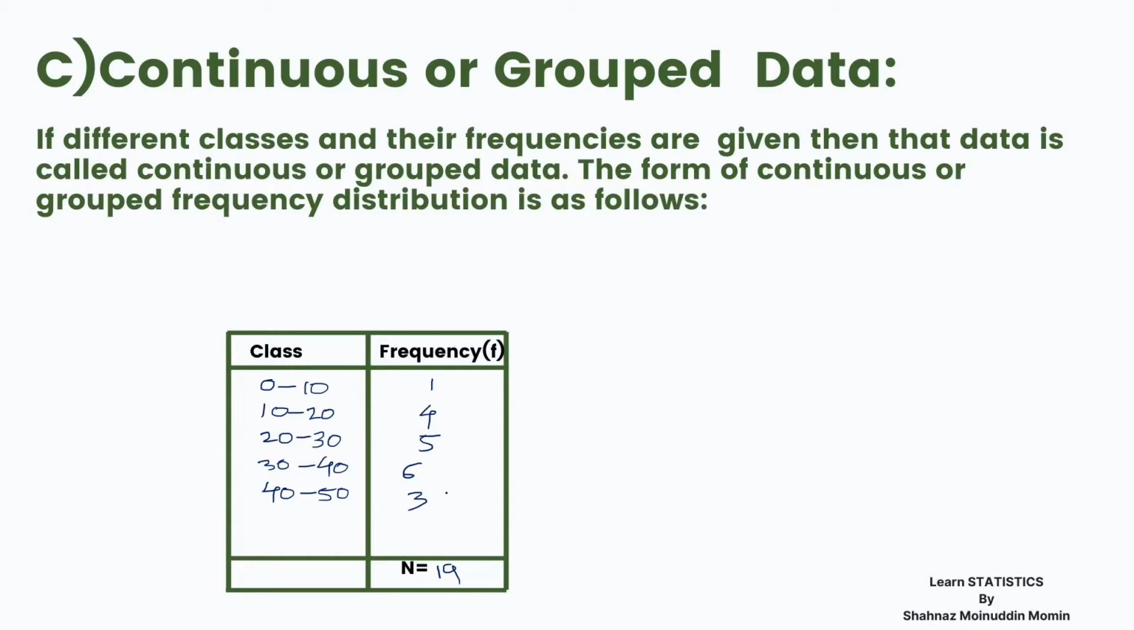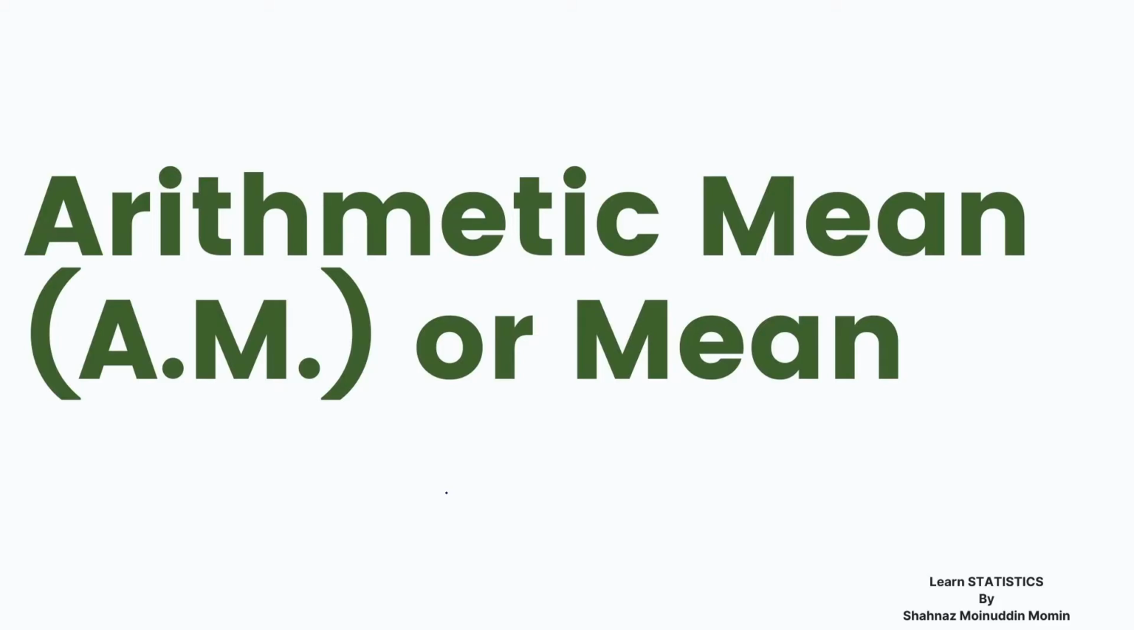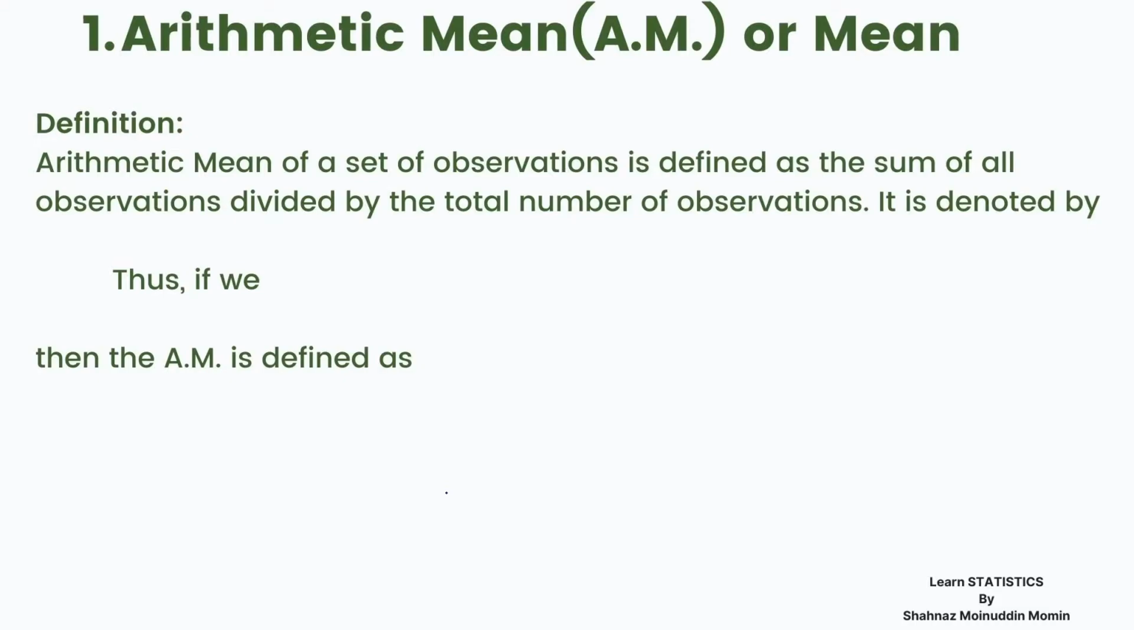Now let us come to the next point, arithmetic mean or simple mean. Let us see the definition of arithmetic mean. Arithmetic mean is denoted by AM or it is also known as a simple mean. Arithmetic mean of a set of observations is defined as the sum of all observations divided by the total number of observations. It is denoted by x bar.